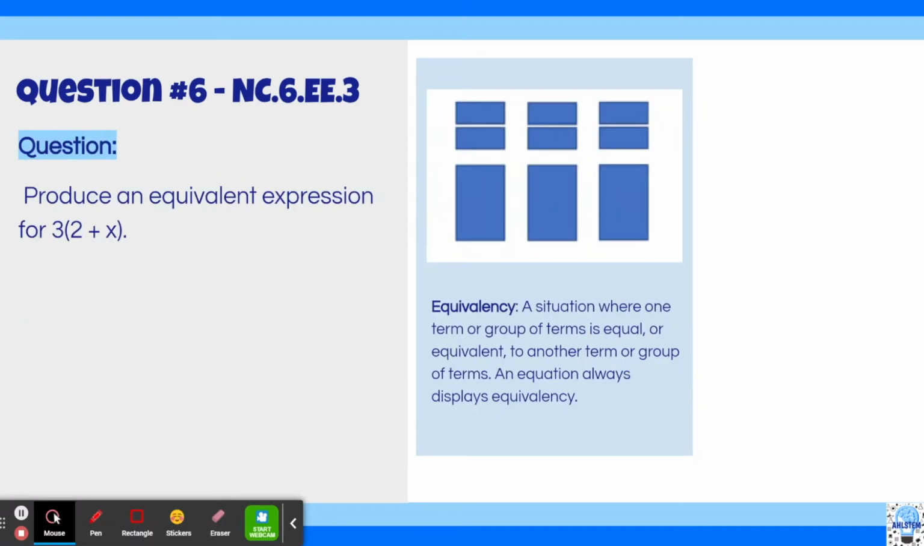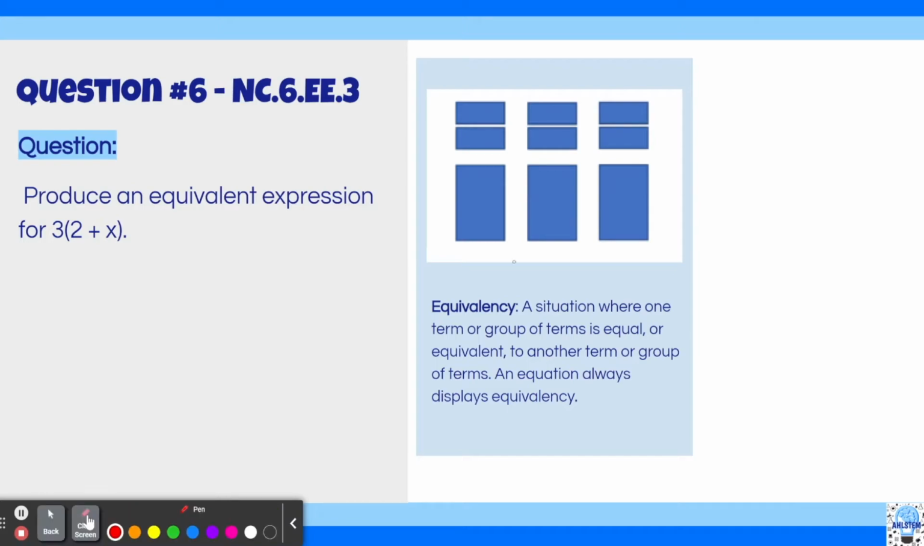All right, let's do our 6th problem. We have to produce an equivalent expression for 3 times the quantity of 2 plus x. Our definition for equivalency is defined here in the white area. Equivalency is a situation where one term or a group of terms is equal or equivalent to another term or group of terms. An equation always displays equivalency.